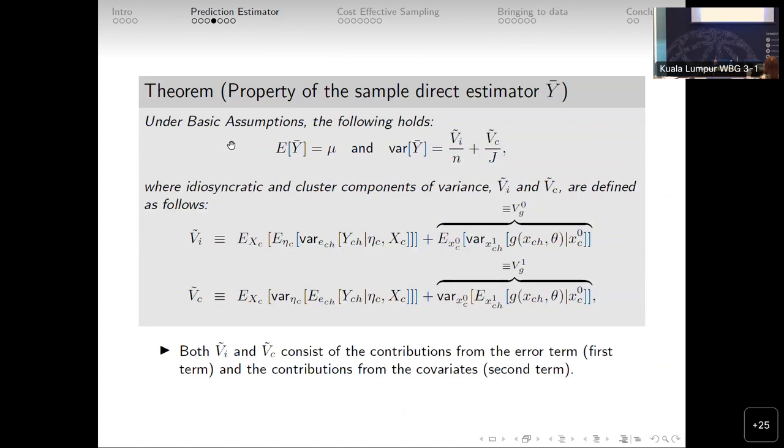Okay, here are some properties of a sample length estimator and a decomposition of its very structure. I won't bore you with that.